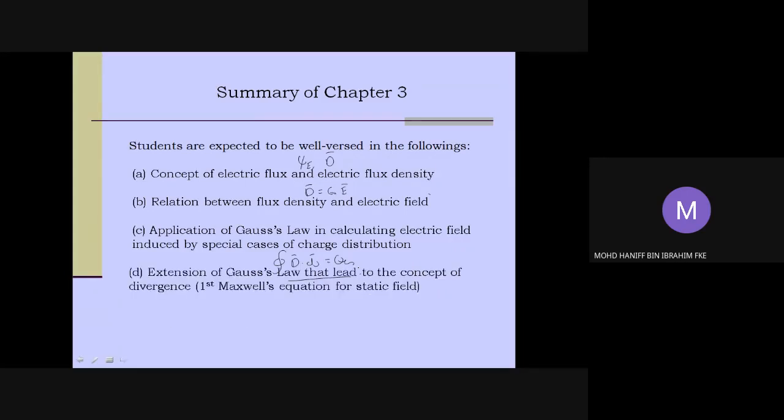Finally, based on divergence, we have learned that the Gauss's law that we learned in lecture 6 has been extensively used by Mr. Maxwell, who managed to obtain the first law of Maxwell. For a static field, we will have the divergence of D equals rho V. I just want to stress one more time that this Maxwell equation and Gauss's law are identical, the same. So that's the end of chapter 3.